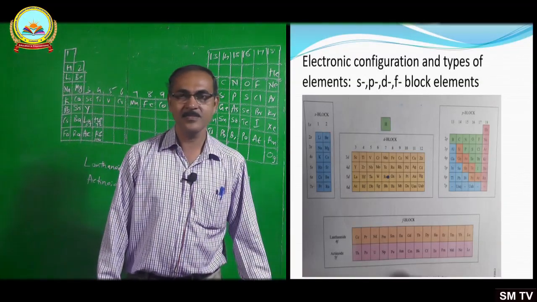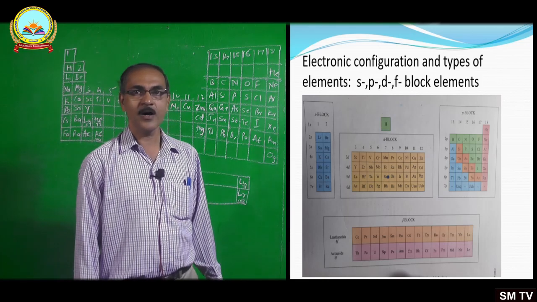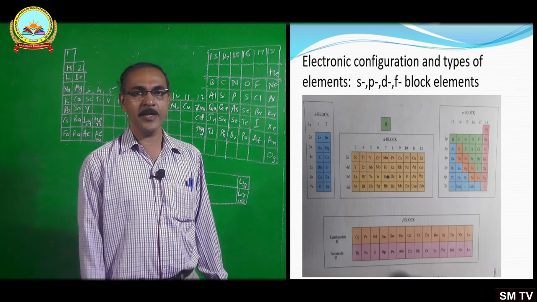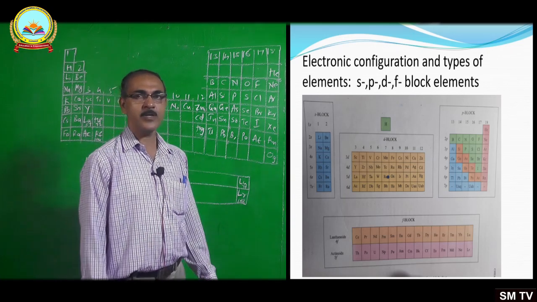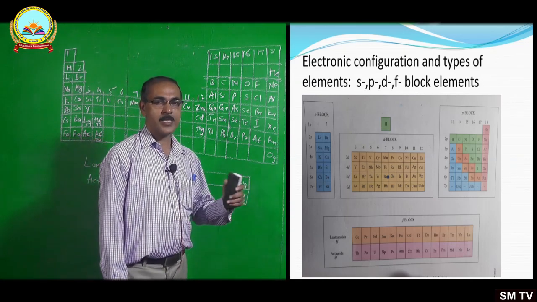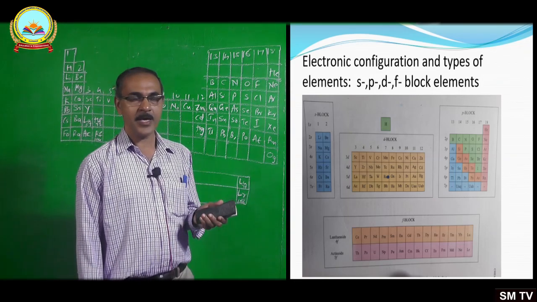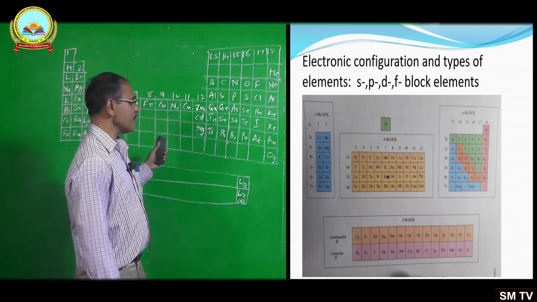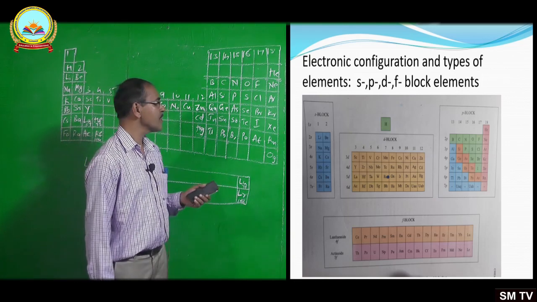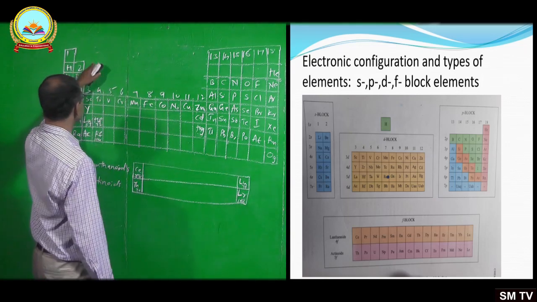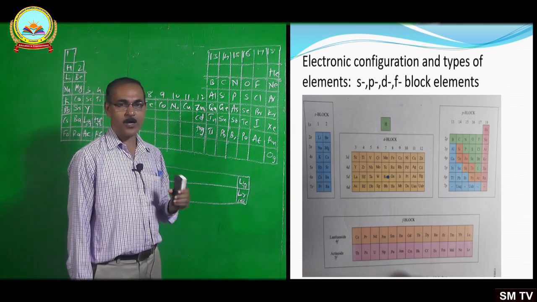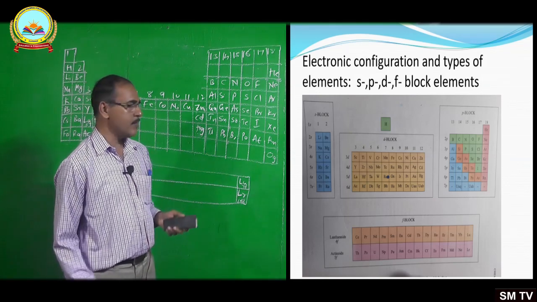Dear students, let us continue the third unit of chemistry, the classification of elements and periodicity in properties. In this session, we will start with the periodic table, how it is classified blockwise. In the periodic table, the elements are classified into 4 blocks. One is S block, another is P block, D block and F block. There are 4 blocks in the periodic table.